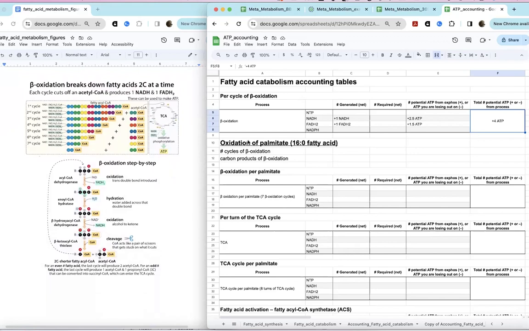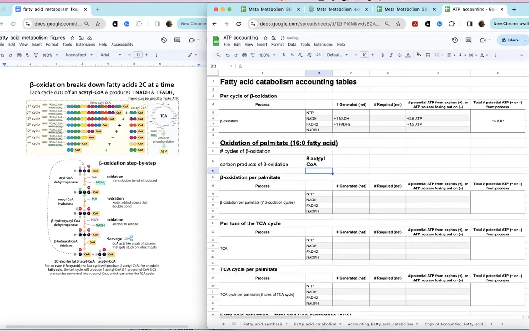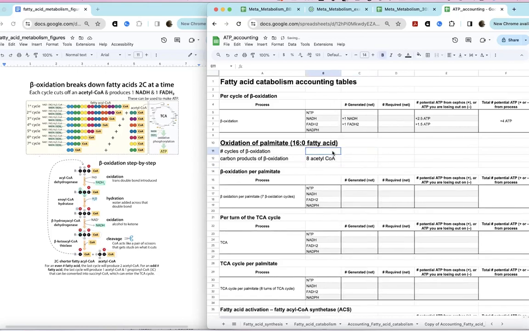So remember that each cycle we're cutting off 2 carbons, not including the carbons on the CoA. 2 carbons, and we have 16 carbons, so that's going to give us a total of 8 acetyl-CoA. That is what we're going to generate. But to get 8 acetyl-CoA, how many cycles do we have to go through?